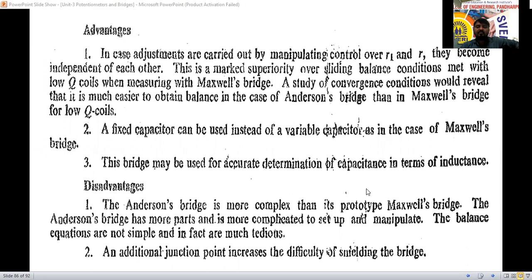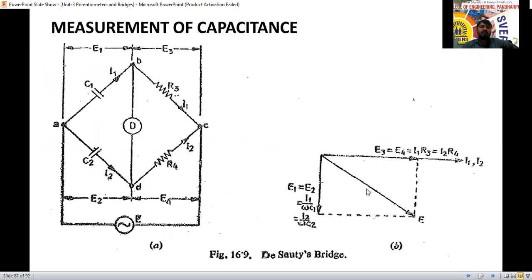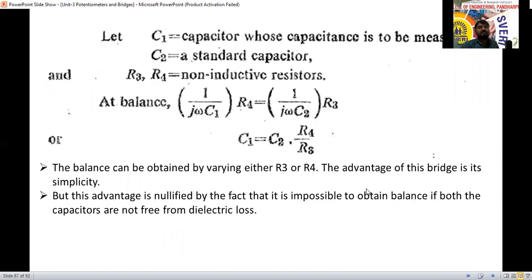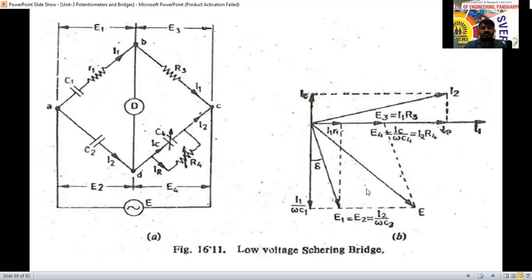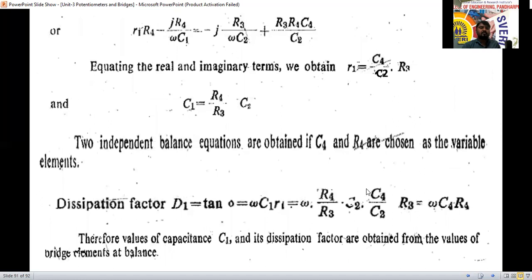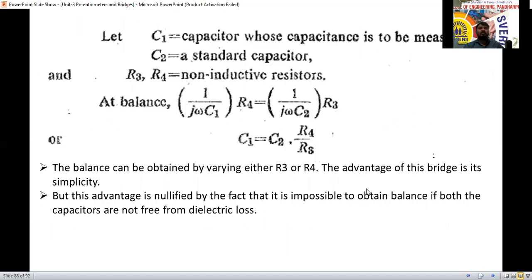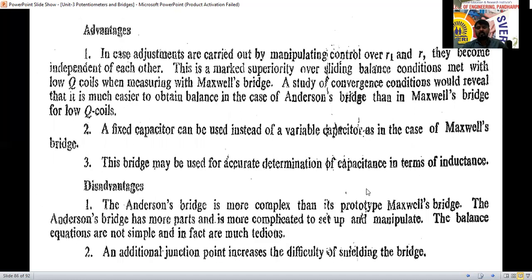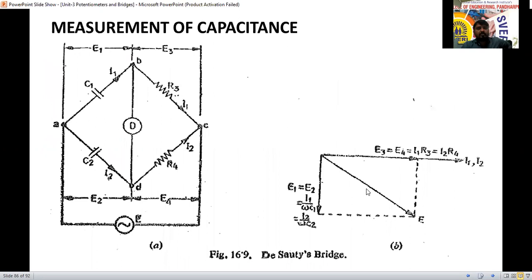Next we'll go to the measurement of capacitance. The De Sauty bridge and the Schering bridge are there. We have already discussed the Schering bridge practical. So the De Sauty and Schering bridges, both will be completed in one class. In the next class, we'll finish the third unit. So we'll stop here. Measurement of capacitance we'll discuss in the next class.